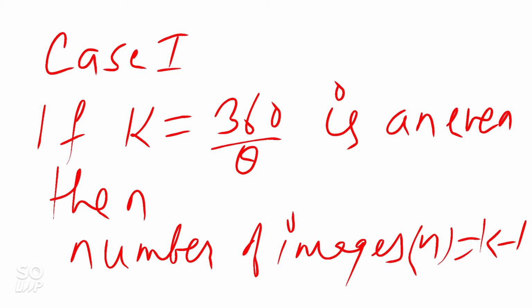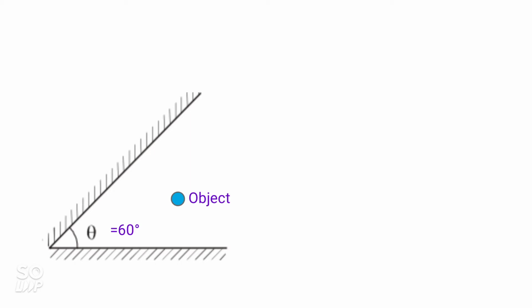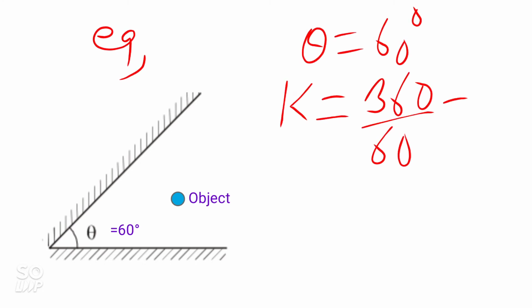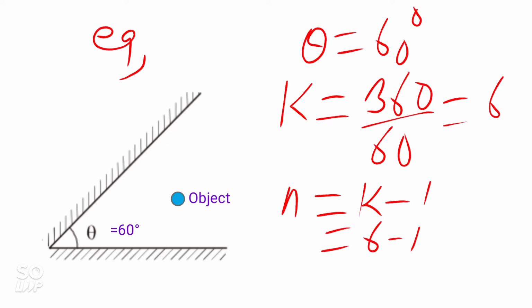Okay, how does it work? Let's see by one example. If two plane mirrors are inclined at an angle of 60 degrees, that means theta equals 60 degrees, then the value of k will be 6. That means the number of images this time will be equal to k minus 1, that is 6 minus 1. So 5 images of that object will be formed due to this combination. Now this was the first case. Now let's see the second case.